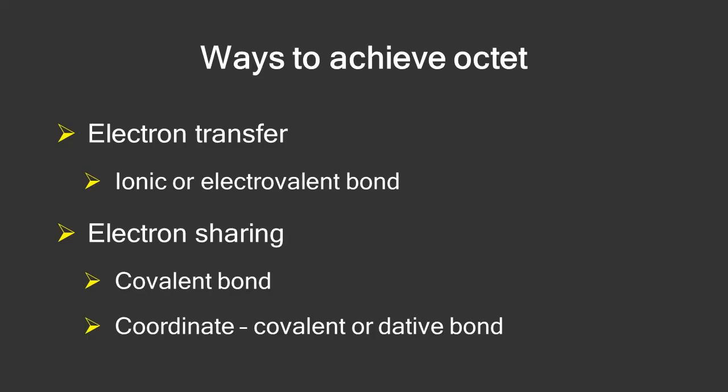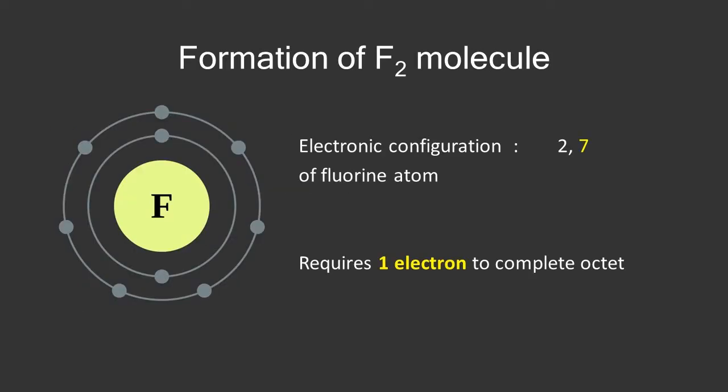There are different ways to achieve octet, such as transfer of electrons as in the case of ionic bond, or by the sharing of electrons as in the case of covalent and coordinate bonds. In this video, we will focus on covalent bonding. Let us consider the formation of F2 molecule.